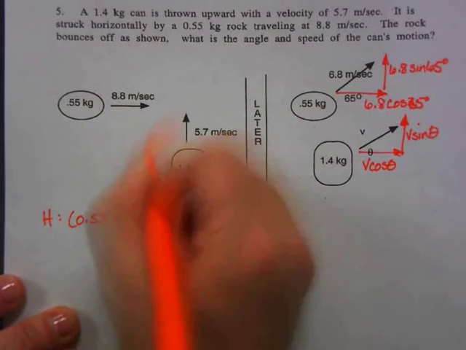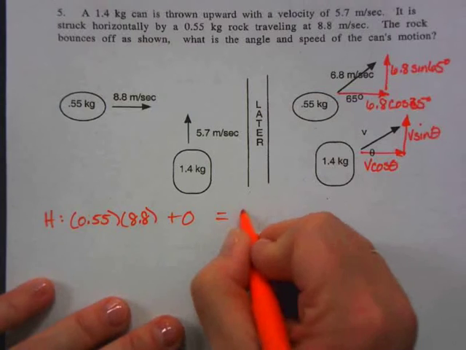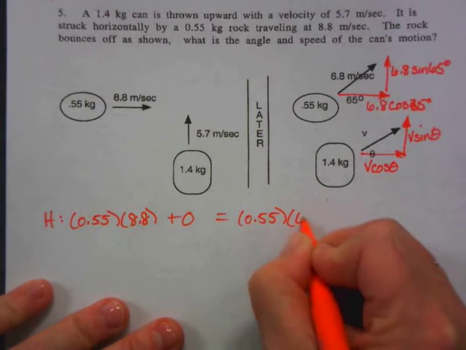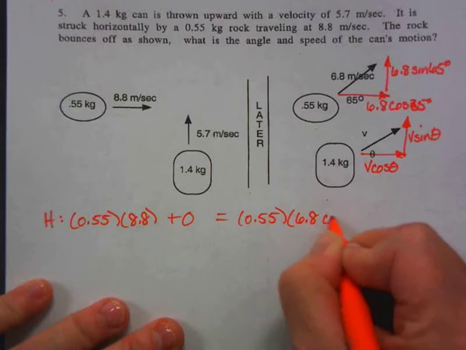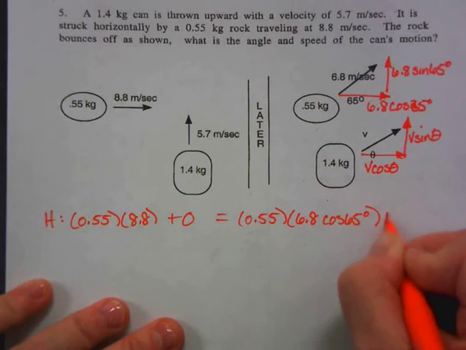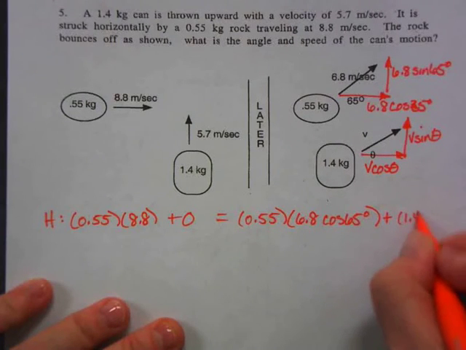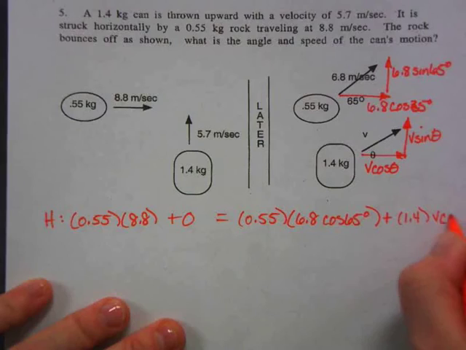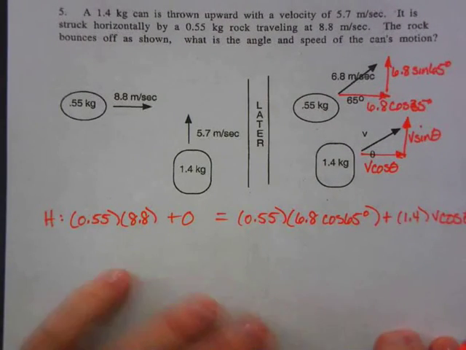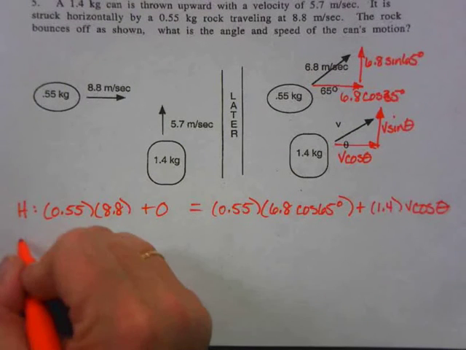Horizontally, the mass before collision, 0.55, times the velocity, plus 0 horizontal momentum right here, equals the mass times the horizontal velocity, 6.8 cosine 65, plus, everything's positive because it's all moving to the right, 1.4 times v cosine theta.